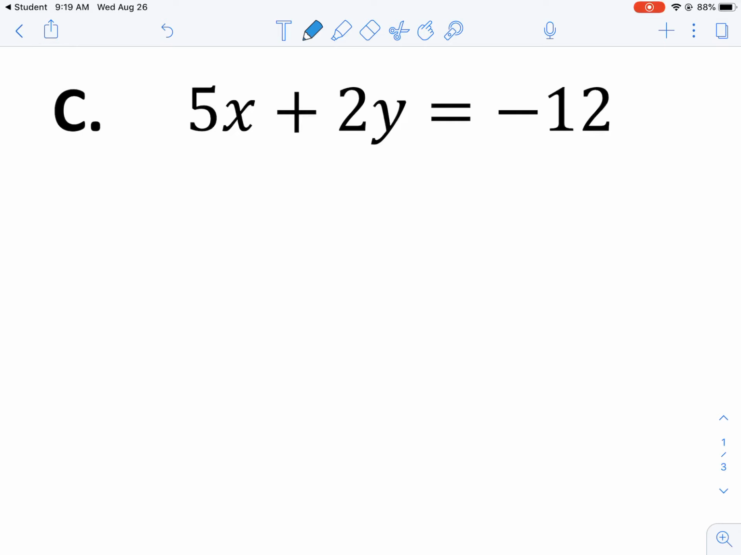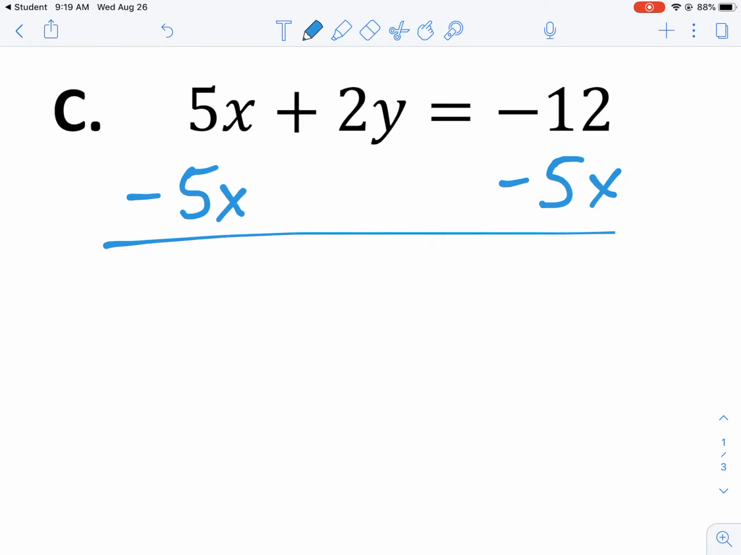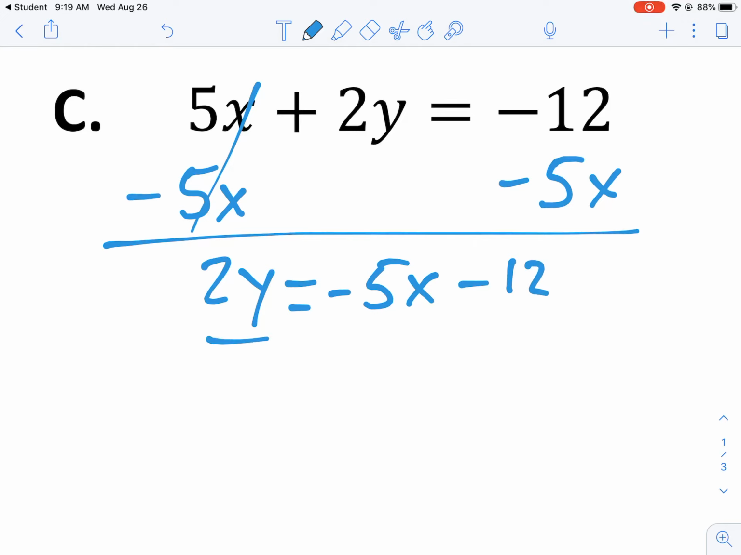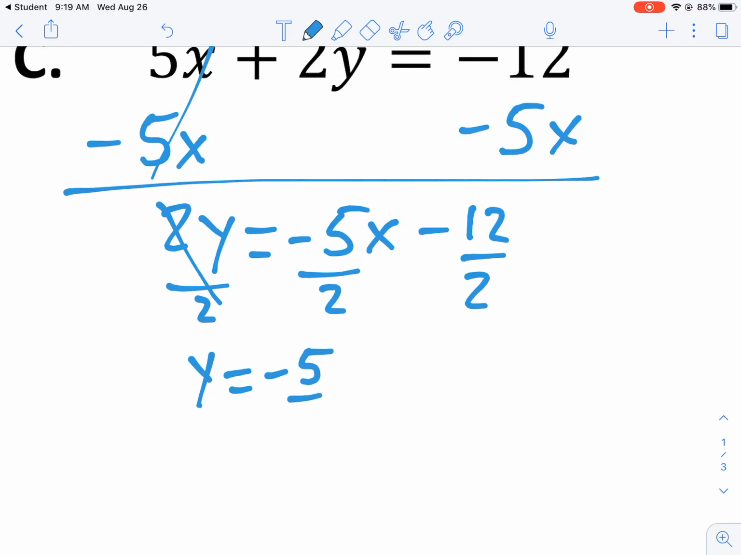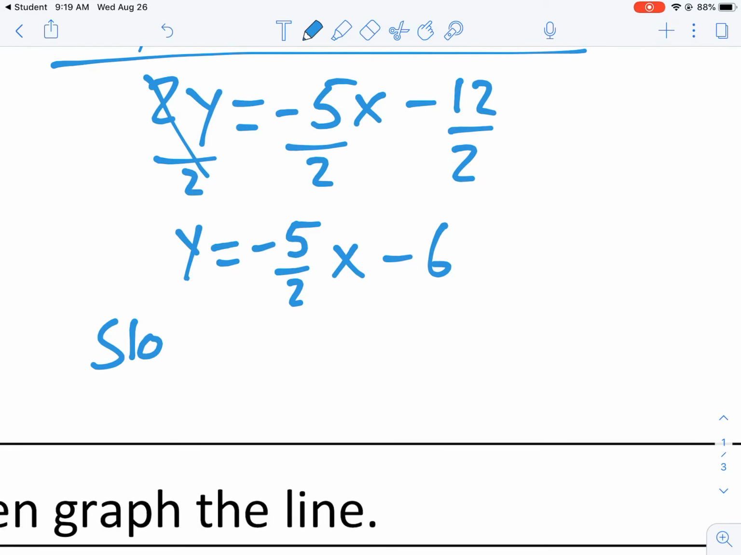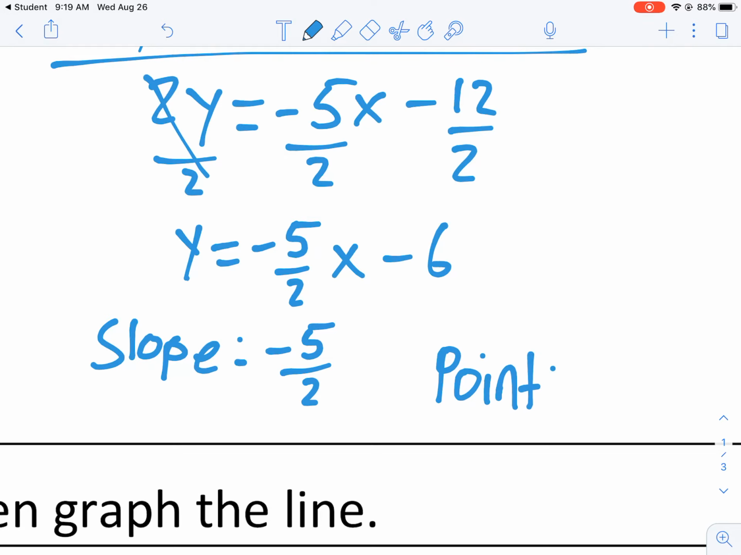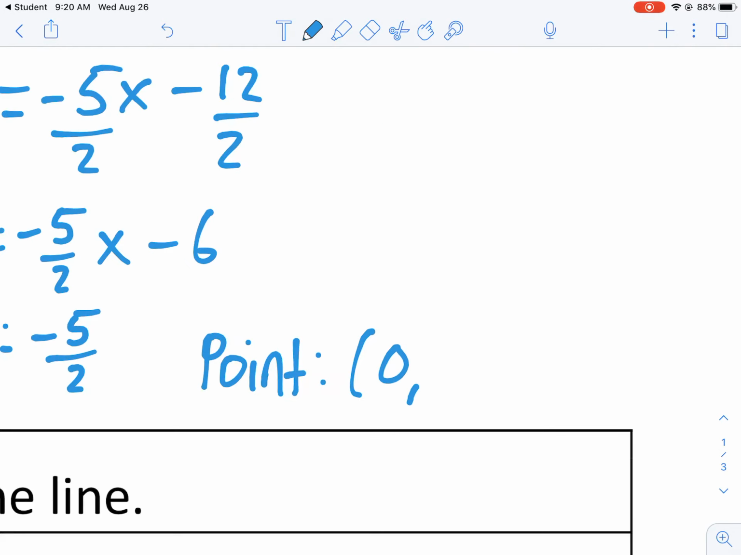So again, we've got standard form, so we're going to move our x over. This cancels out. 2y equals -5x plus or -12. Now we divide by 2. We divide everything by 2, all right? It's important to remember. So this is -5/2 x. 12 divided by 2 is 6. So our slope is -5/2. Our point is our y-intercept, which is (0, -6).